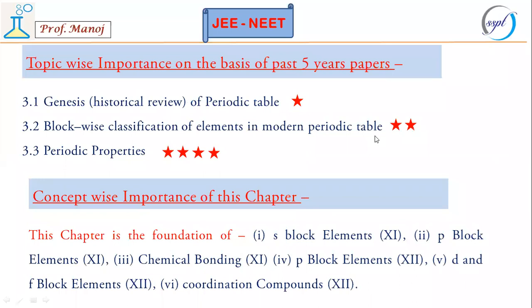And it's a foundation for S block elements in 11th, P block element of 11th, chemical bonding of 11th, P block of 12th, D block, F block chemistry, and coordination compounds. And all these six chapters are there in the CET syllabus. So don't imagine that we are not going to do JEE, we are doing CET, so why do this topic. So from understanding point of view, this topic has to be done really very strong. In fact, this topic only enlarges to become these six topics later on.